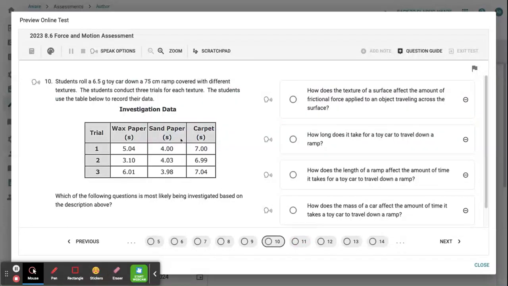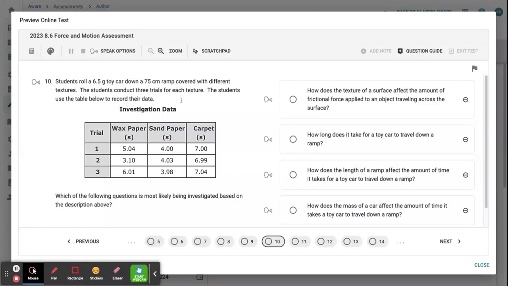Students roll a 6.5 gram toy down a 75 centimeter ramp covered with different textures. The students conduct 3 trials for each texture. The students use the table below to record their investigation data. Which of the following questions most likely is being investigated? So you have all of this stuff. Okay, you're given a data chart, but it would be like your ADI. So what was the guiding question for this? That's kind of what you're trying to figure out.